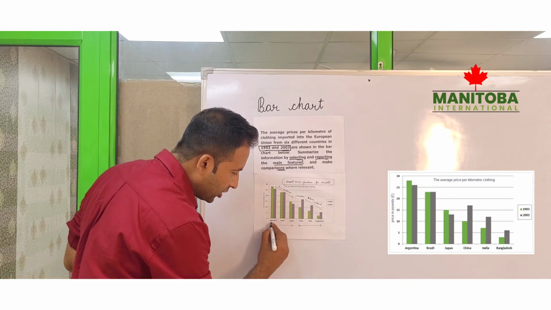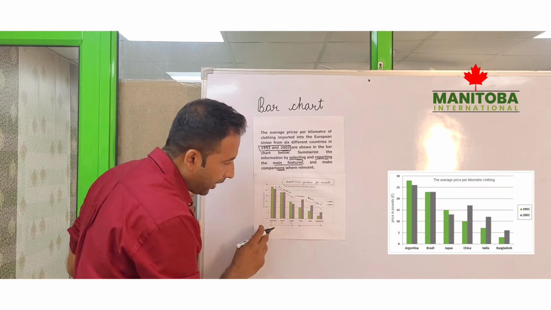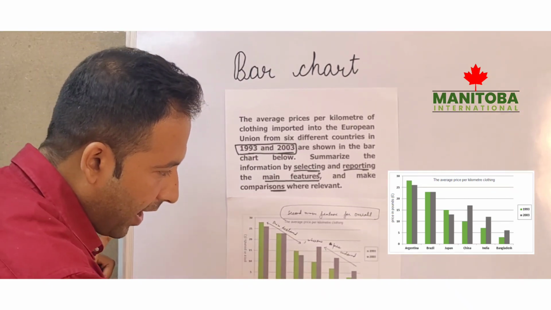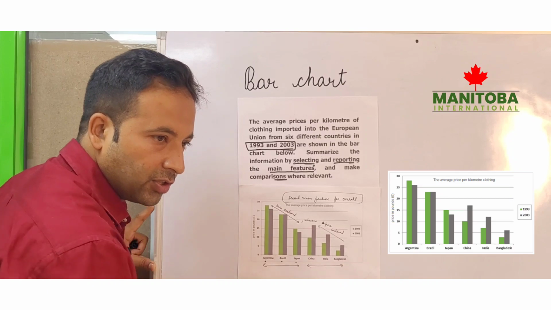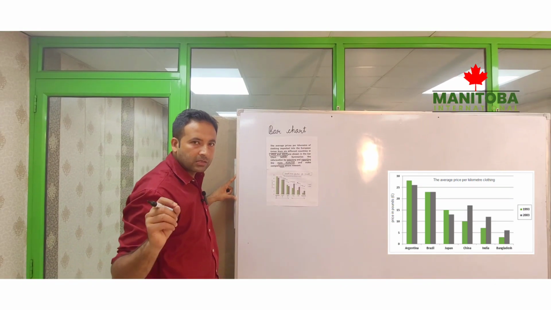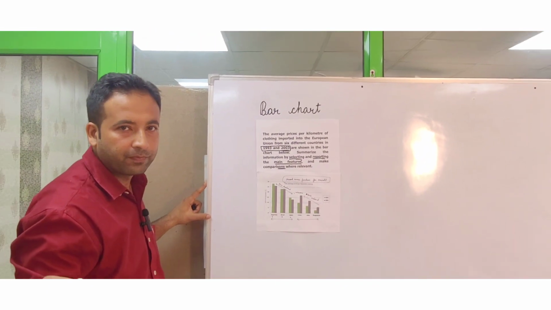Now look at here. Argentina, Brazil, Japan, the price declined. Whereas the prices inclined in China, India and Bangladesh. This would be my second main feature.